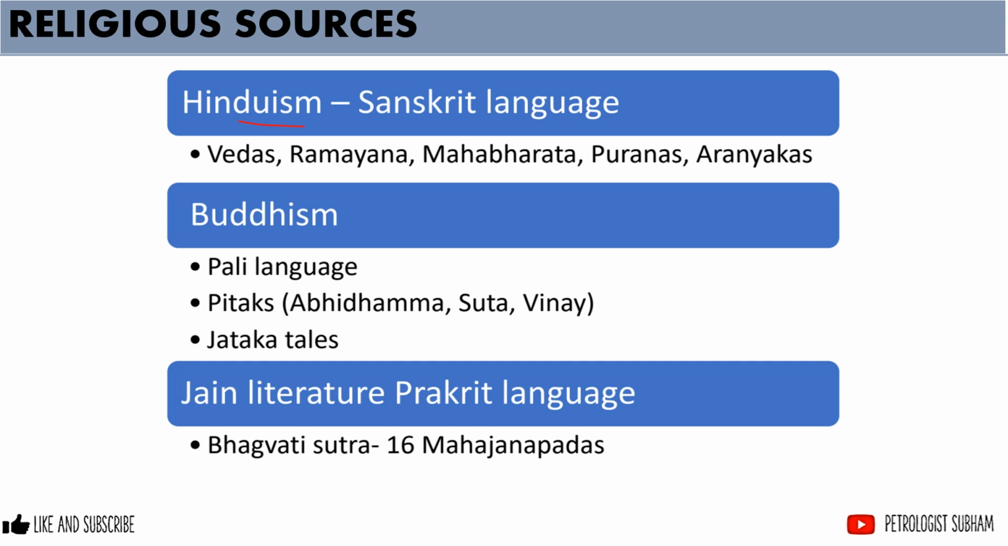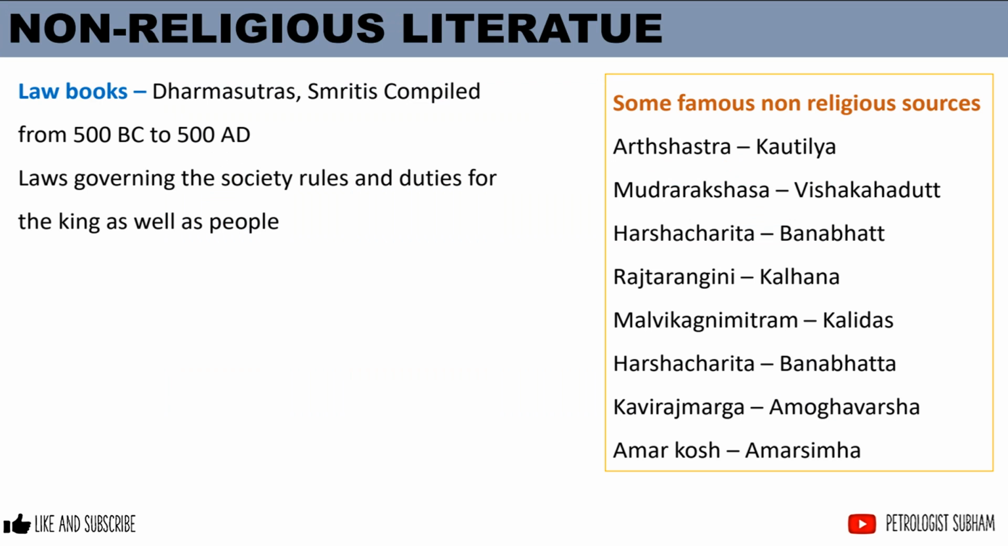From the Hinduism point of view, in the Sanskrit language, we have Vedas, Ramayana, Mahabharata, Puranas, Aranyakas. From the Buddhist point of view, we have the Pali language, Pitakas or Tripitakas, Abhidhamma, Sutta, Vinaya Pitaka, and the Jataka tales. Jain literature has Bhagavati Sutra or the 16 Mahajanapadas, which are mentioned in ancient history. You must read some of those examples that I mentioned in the previous slide.